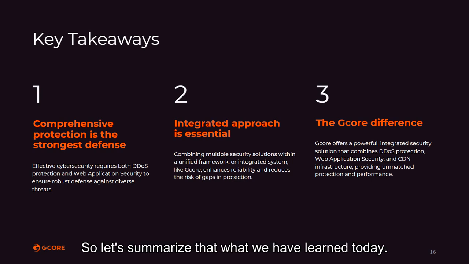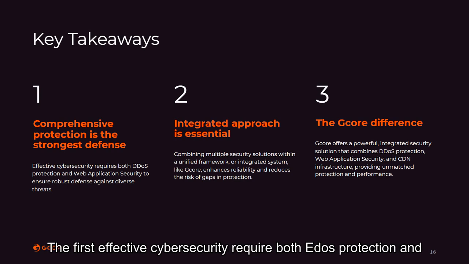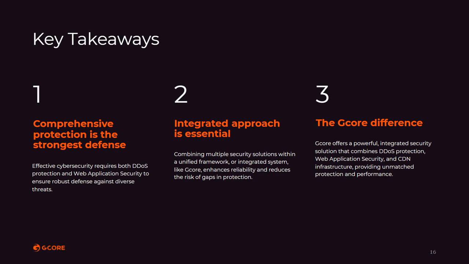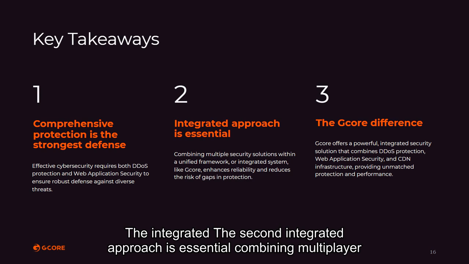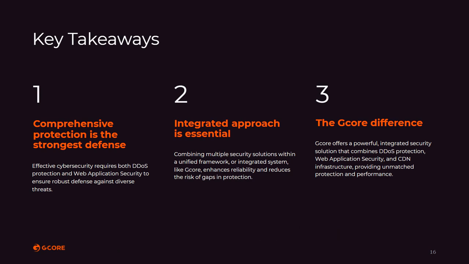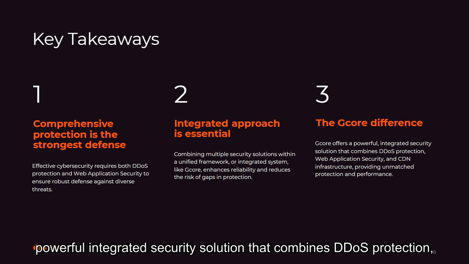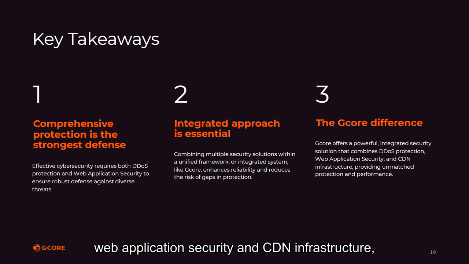Let's summarize what we have learned today. The first, effective cybersecurity requires both DDoS protection and web application security to ensure robust defense against various threats. The second, an integrated approach is essential. Combining multiple security solutions within a unified network, we can enhance reliability and minimize protection gaps. And the third one, Gcore offers a powerful integrated security solution that combines DDoS protection, web application security, and CDN infrastructure, delivering unmatched protection and performance.